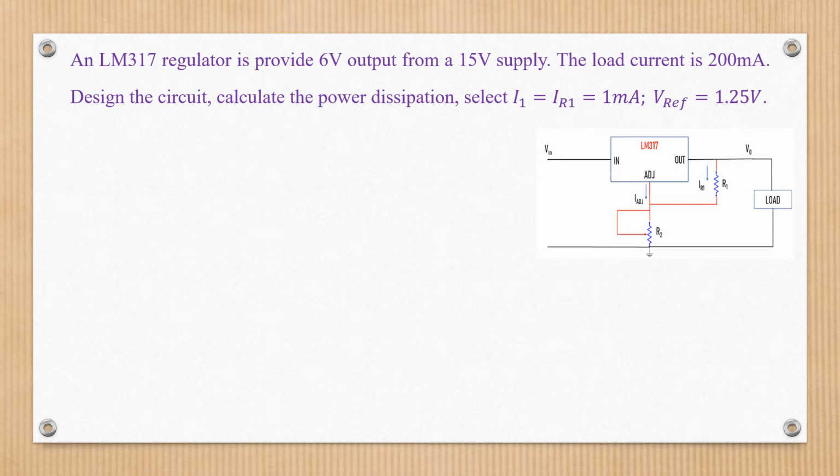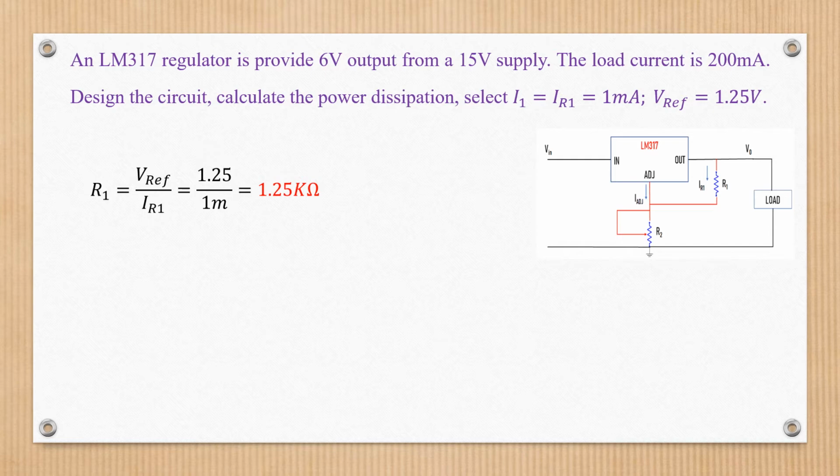Since we know the value of IR1 and V reference is 1.25 volt, we can find the value of resistance R1 here. So R1 will be equal to V reference divided by IR1, which is nothing but 1.25 divided by 1 milli, which is equal to 1.25 kilo ohm. We have obtained the value of the resistance R1, which is 1.25 kilo ohm. Now we have to find the value of the resistance R2.